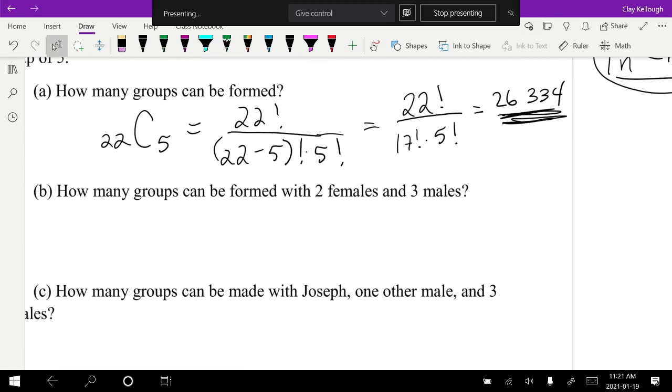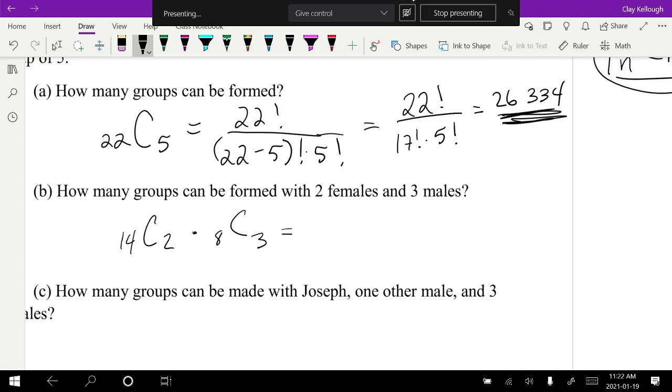How many groups can be formed with 2 females and 3 males? Now again, do I care which 2 females? Do I care which order I pick them? No. So I have to do it as 2 calculations. The females and the males. So the females, there's 14 of them, and I'm choosing 2. And then for the males, there's 8 of them, and I'm choosing 3. I think this time I am definitely going to go with my calculator. So let's give that a try with the calculator.